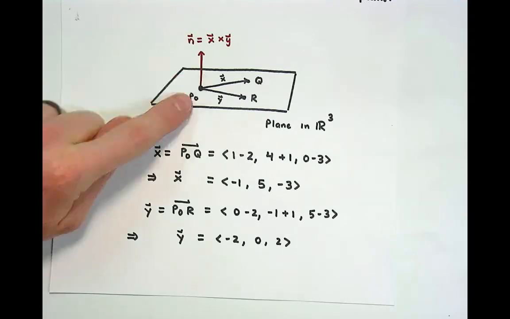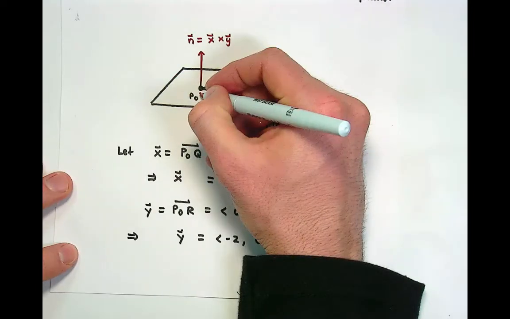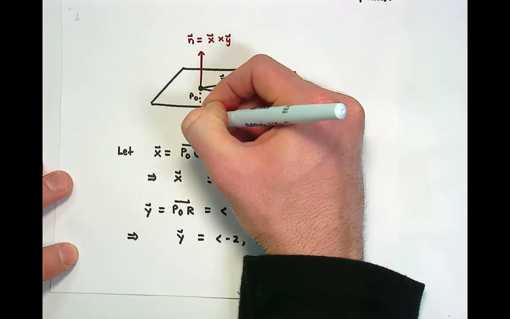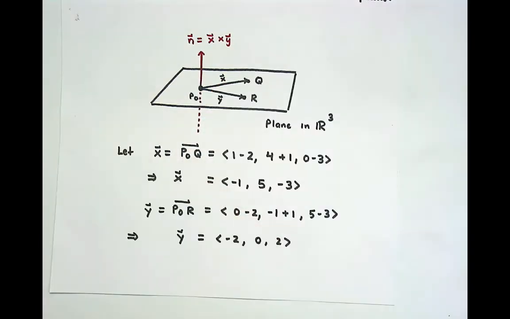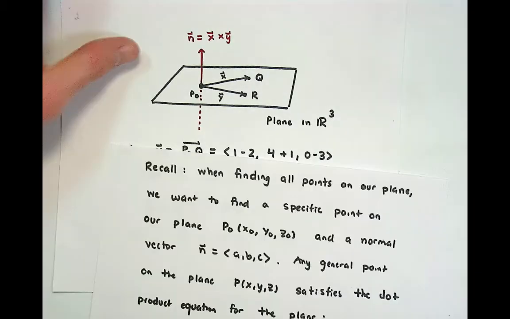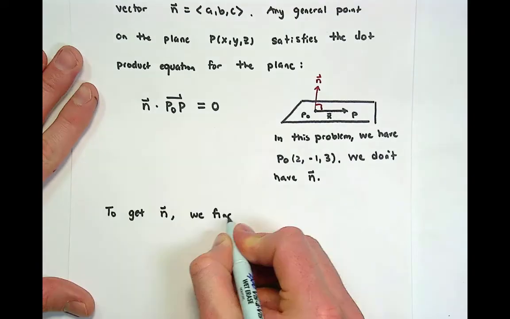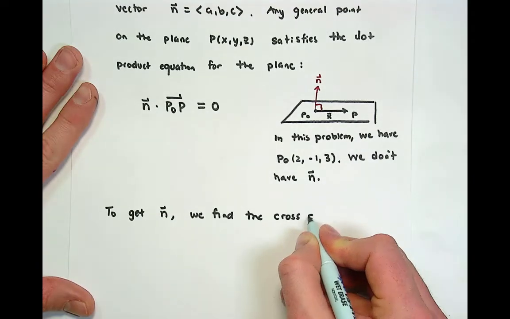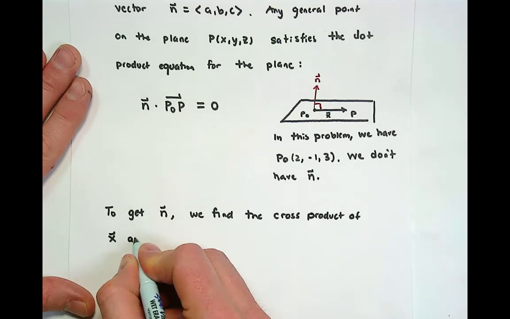In other words, we can use the cross product to get the vector normal to the plane, and this is what is known as the direction of the plane. We'll talk more about that as we go on. To get n, we find the cross product of x and y.